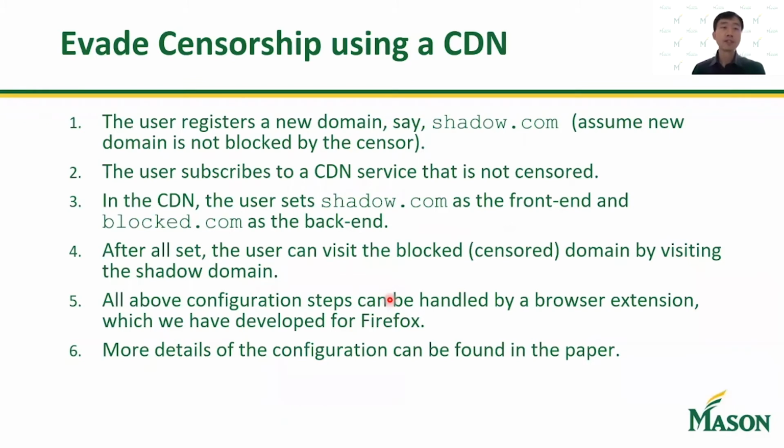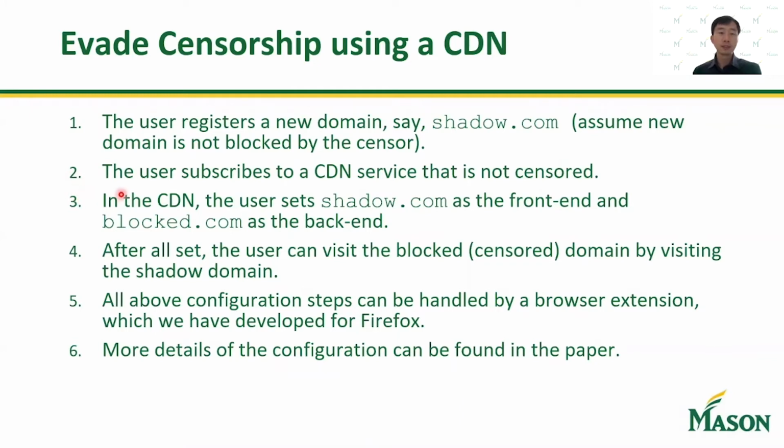So based on this, a user can evade censorship using a CDN with these 5 steps. First, the user is going to register a new domain. Let's say it's shadow.com, and we assume that this new domain is not blocked because it's brand new. And then the user is going to subscribe to a CDN service that is not censored.